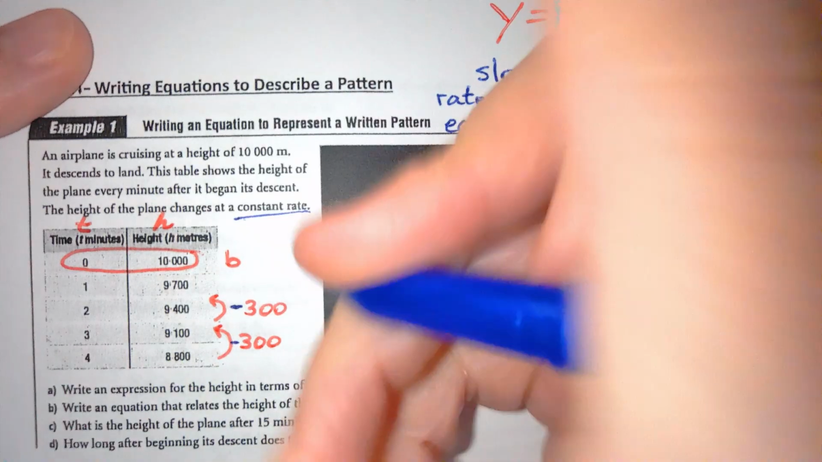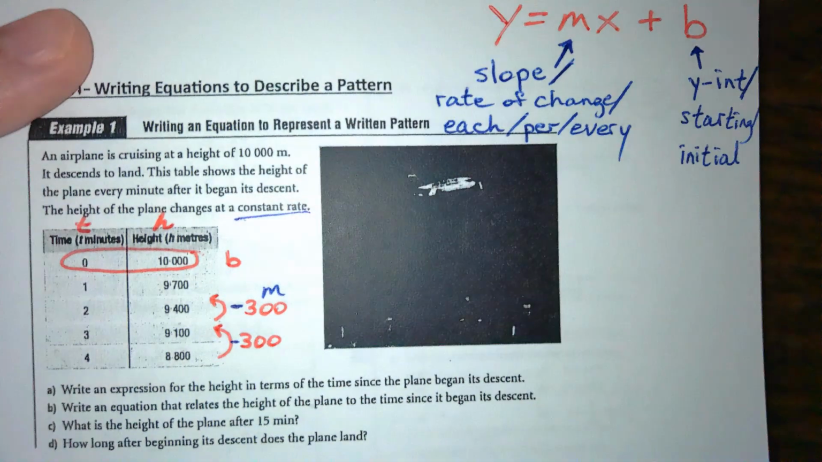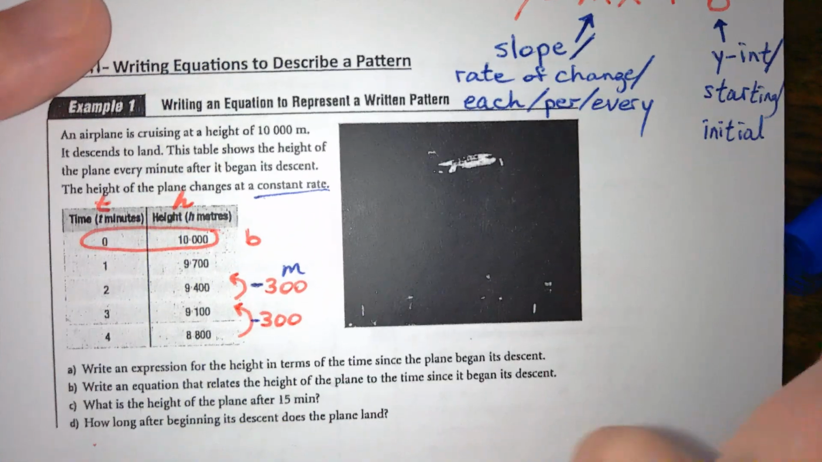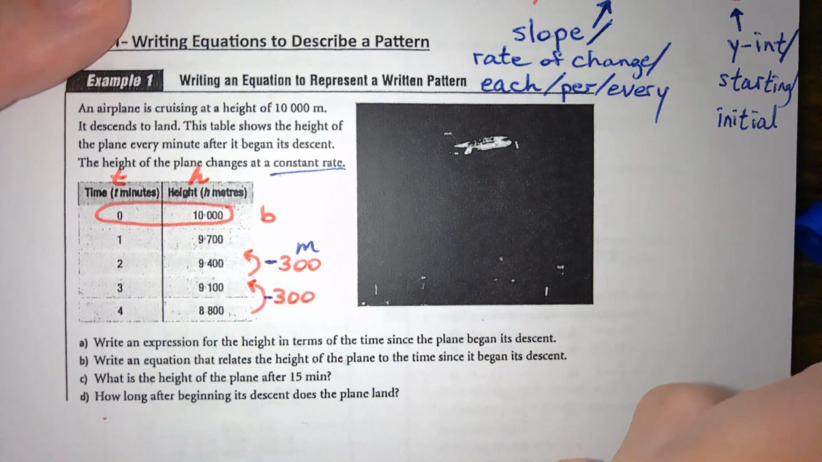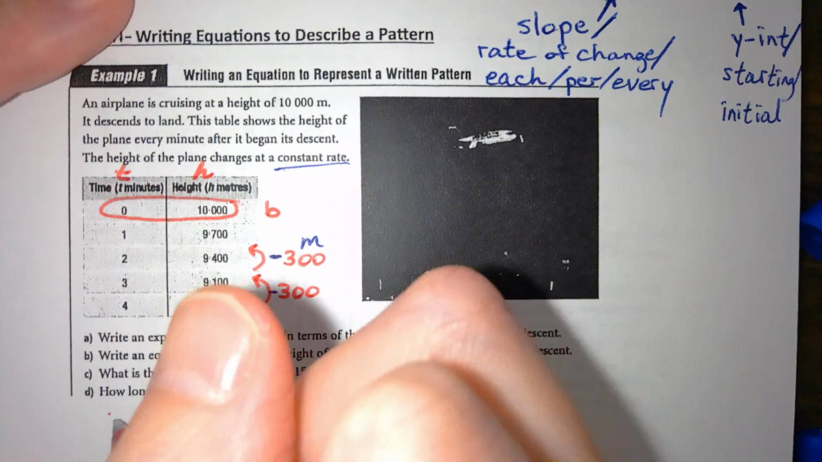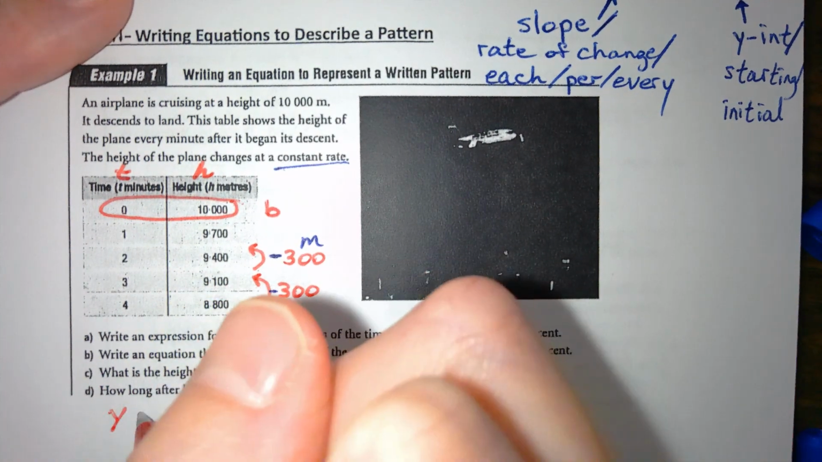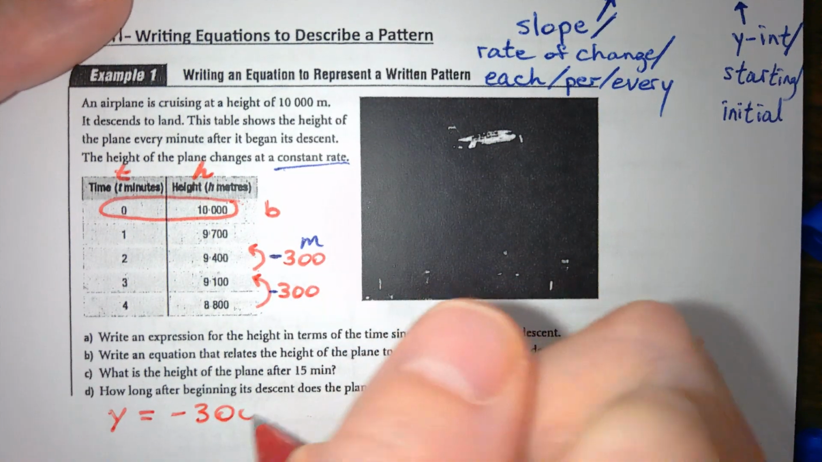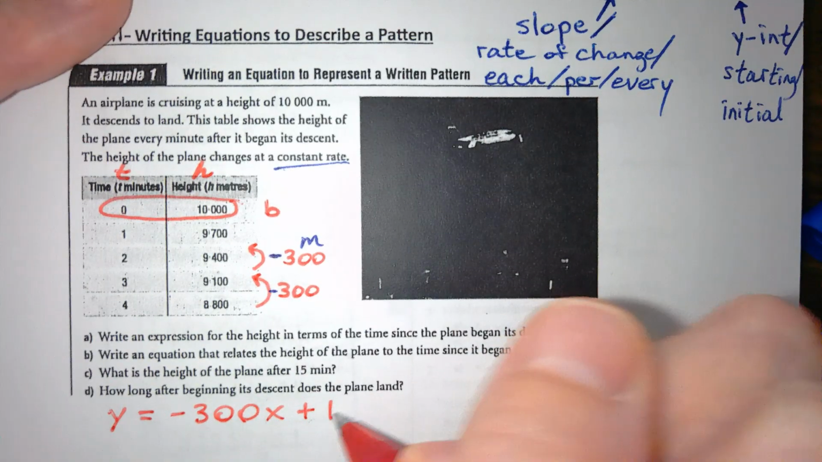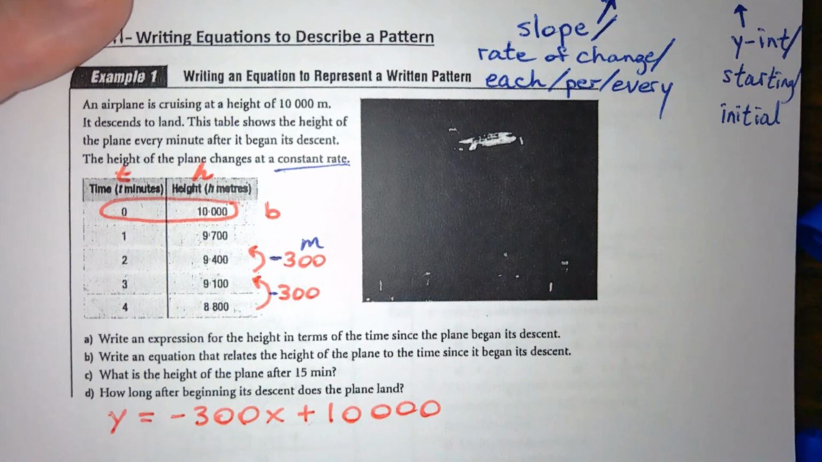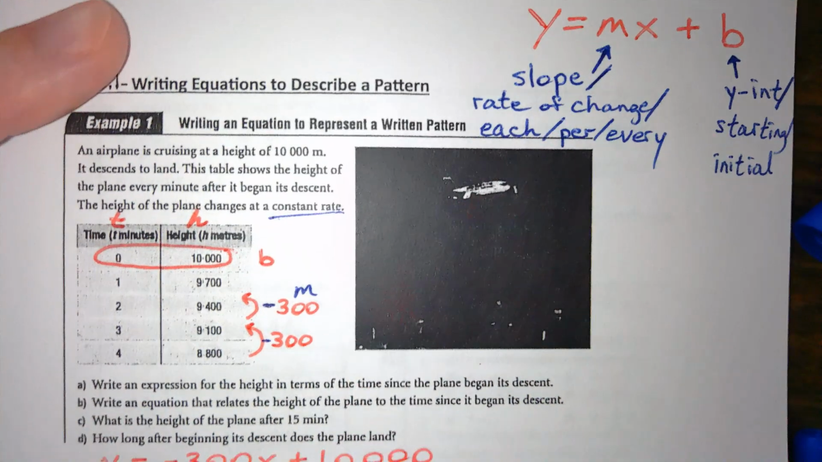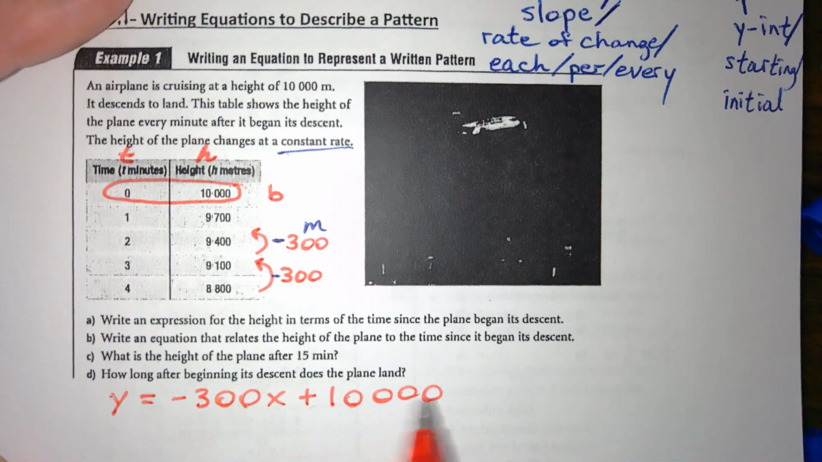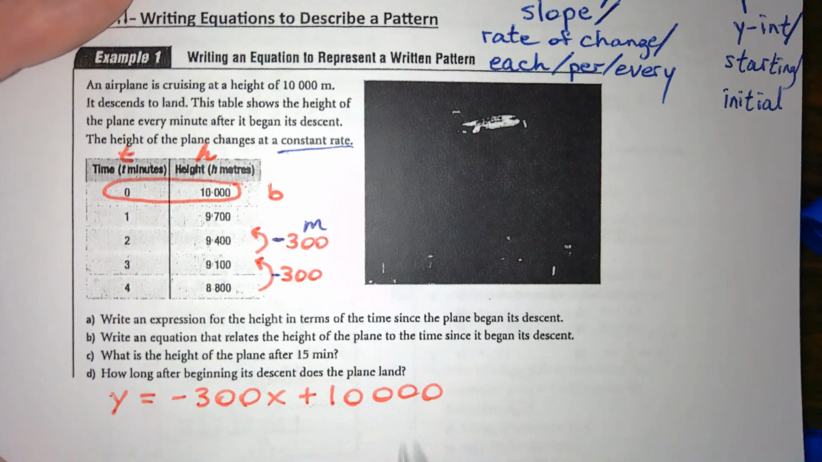Okay, so now that I know what m is, I know what b is, can I write my equation? Yes. So, Katya, let's give it a try. So y equals negative 300x plus 10,000. That's it. Okay, so you see, y equals mx plus b format. I'm just replacing my m with negative 300. I'm replacing my b with the 10,000.